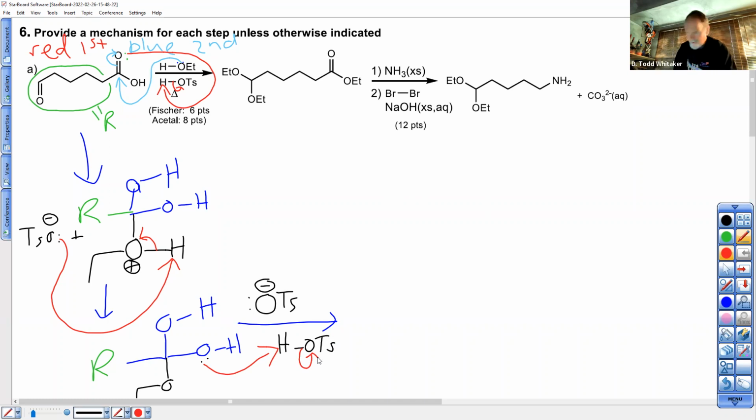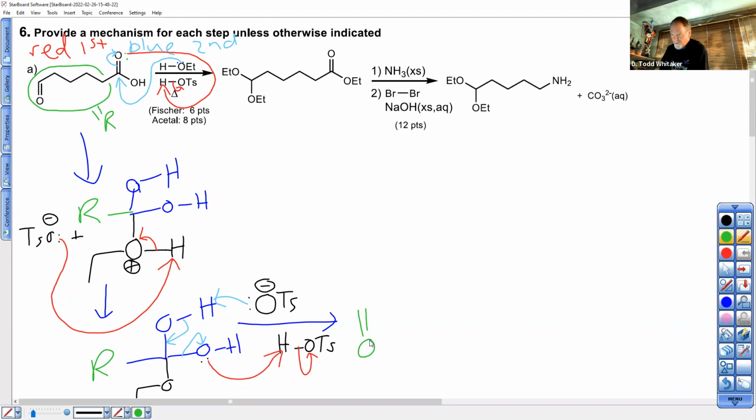Not too pleased with where that arrow started. Hit the H, start in the middle of the bond and dump a pair there. Second step, we can now dehydrate now that we have a better leaving group. Grab H, sigma makes pi, leaving group leaves, classic elimination. Better draw our R group now because we are about to start our acetal formation mechanism.